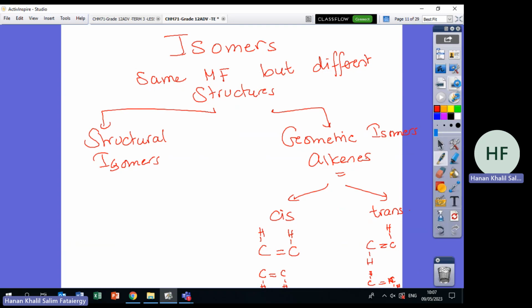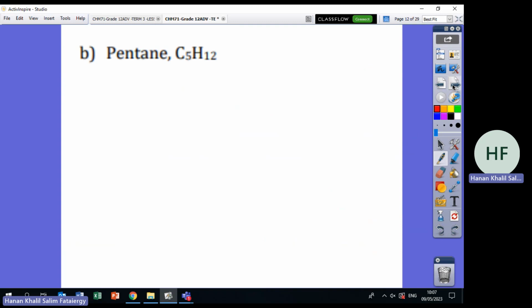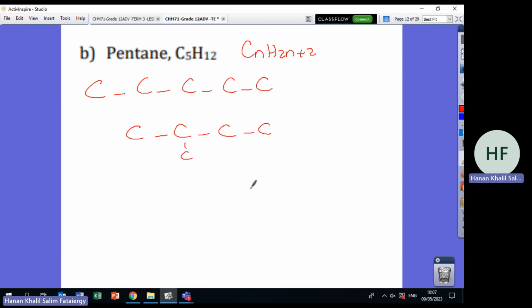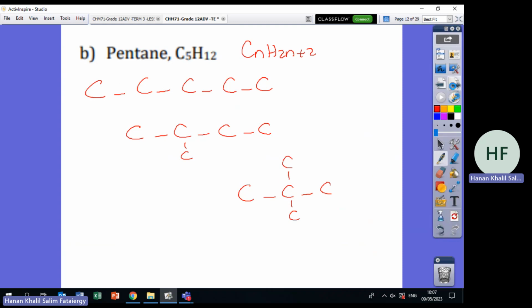Now let's do practice. Okay, I want you to draw all isomers for pentane. Pentane is C5H12. Of course it follows the rule CnH2n plus 2. So this is an alkane having single bonds. How many possible isomers can you draw? The first possible isomer is the linear. Then I can do 1, 2, 3, 4 and branch here. I can do 1, 2, 3, branch here and branch here. I want you to put the H's in each one and to name each one.